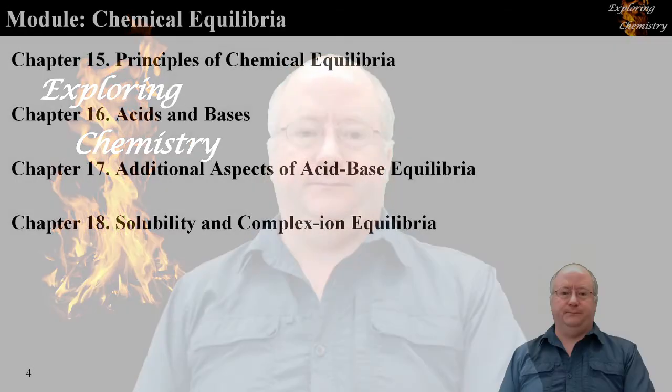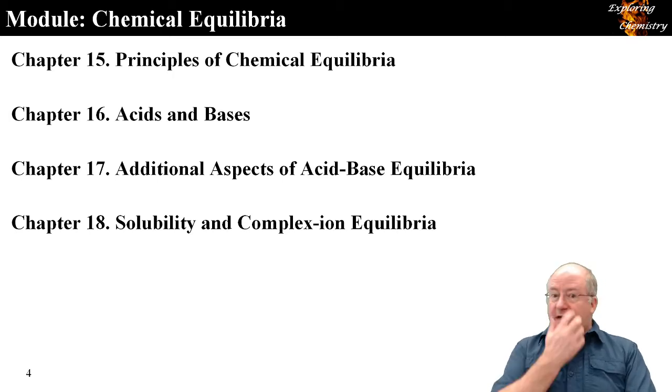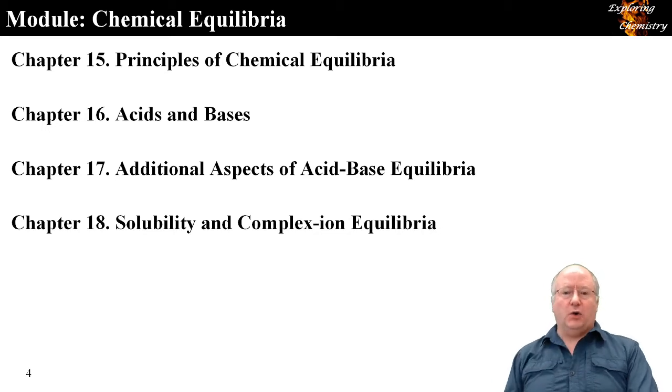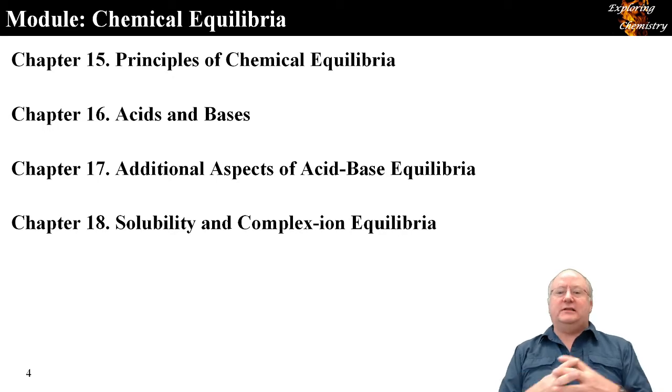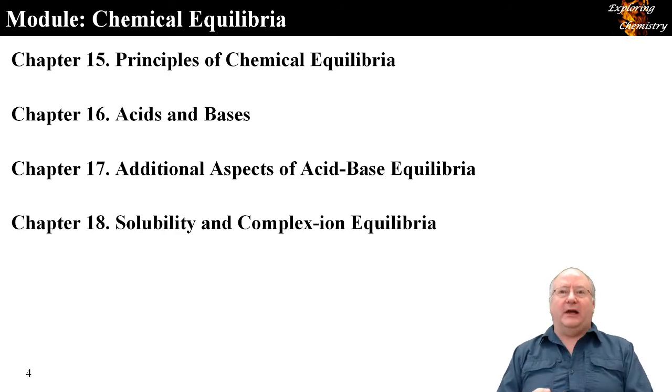So what we are doing here is we are going to be looking at chemical equilibria. And we're going to be spending quite a bit of time on chemical equilibria. The next 12 classes or so are going to be spent on these 4 chapters. Principles of chemical equilibria is going to be the largest one because the concepts that we're going to learn in chapter 15 are going to be applied to acid-base equilibria, solubility equilibria, and complex ion equilibria.